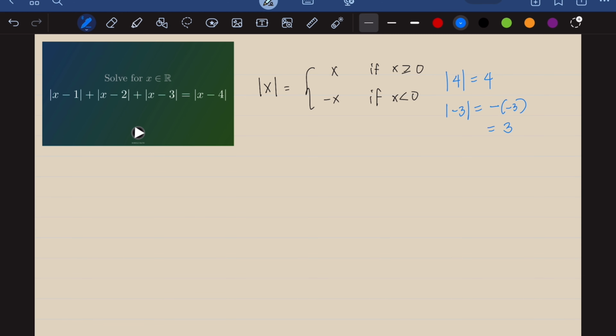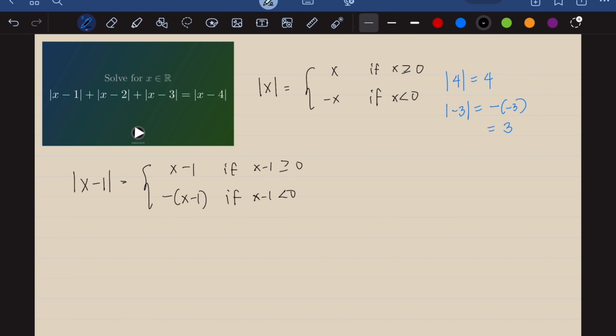In the case where it's not just the absolute value of x but the absolute value of x minus something like this one, we could do the same method with just a little twist. For example, the absolute value of x minus 1 is equal to the piecewise function whose components are x minus 1 if x minus 1 is greater than or equal to 0, and negative of x minus 1 if x minus 1 is less than 0.